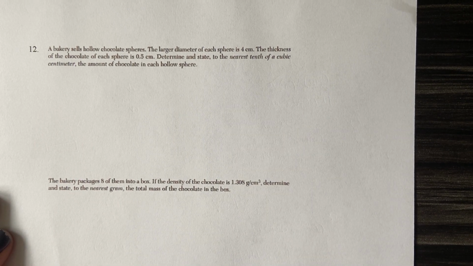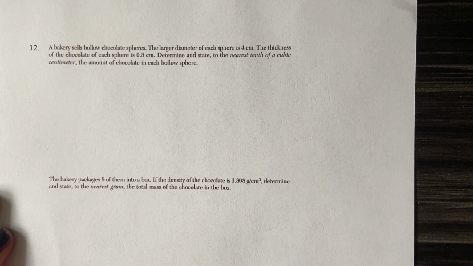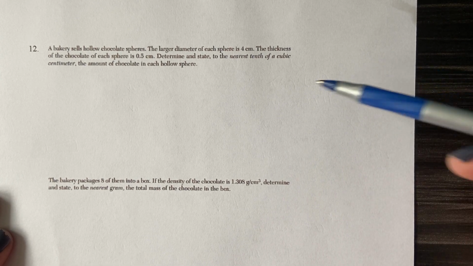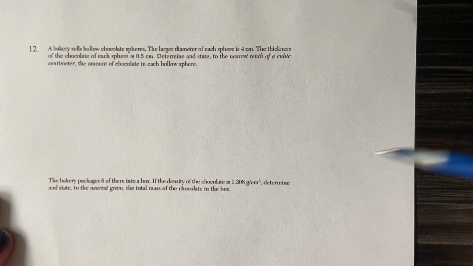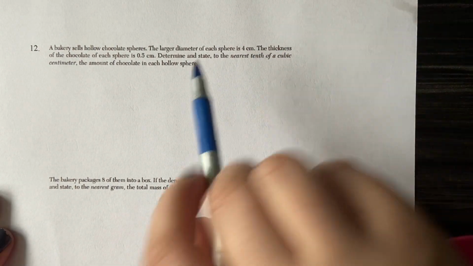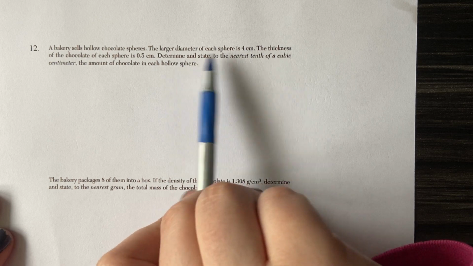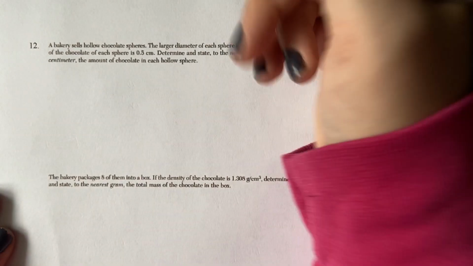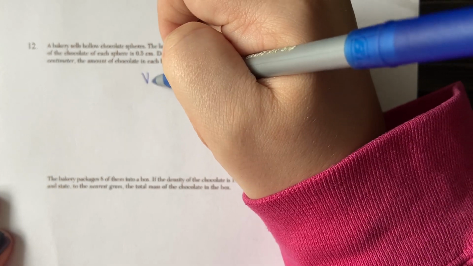Okay, so we're going to have 2 volumes that we're going to look at. We're going to look at the overall sphere, and then we're going to look at the hollow part, and then we're going to subtract the 2. So to find the volume of the first part, where it just says the larger diameter of the whole thing is 4, so that should be pretty easy. So I'm going to call that V1.